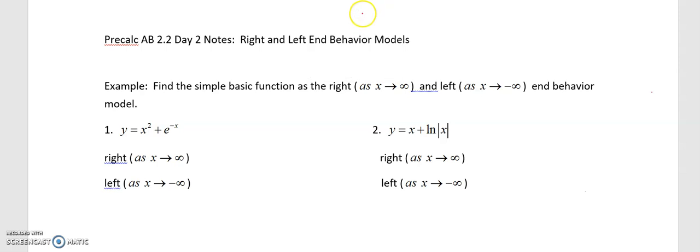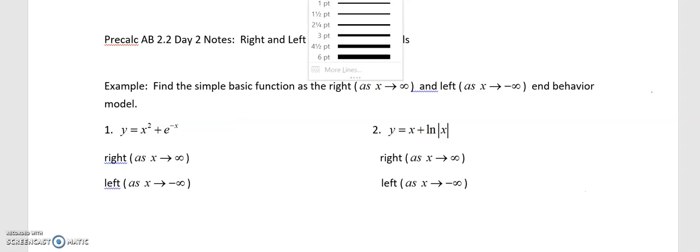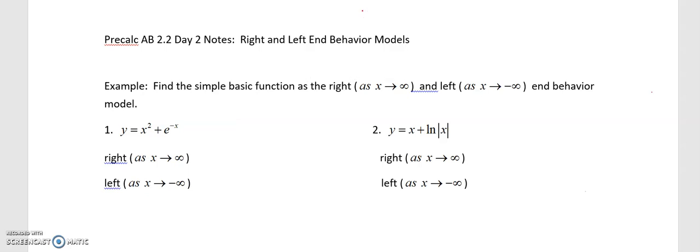y equals, so think of this as y equals x squared plus 1 over e to the x instead of e to the negative x. All right, and so we'll bring the negative exponent down and make it a positive x.